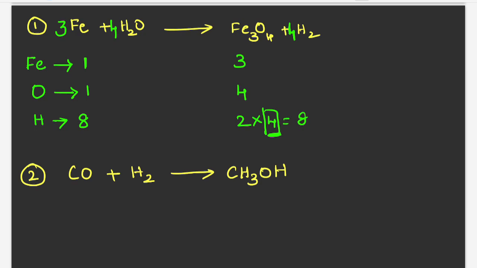So now let us check once again whether all the atoms are balanced or not. 3 iron balanced. Oxygen, 4 oxygen balanced. Then hydrogen, 4 2s are 8, 4 2s are 8, balanced. So this equation is also balanced.